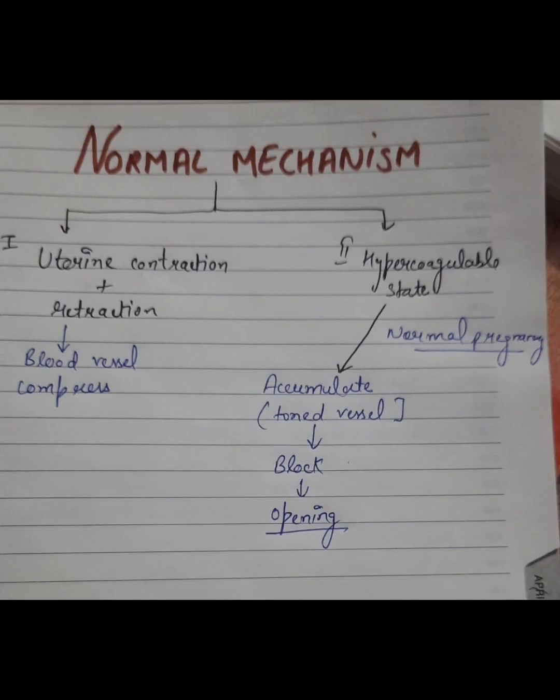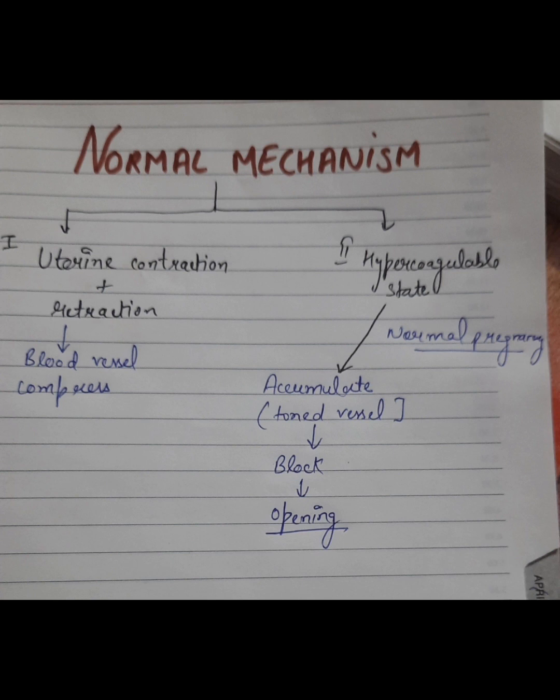So what is the normal mechanism? Now it depends on two factors, right? First one is the uterine contraction and retraction, which is the most important mechanism which helps to stop the bleeding. The whole stopping process depends on this, right? When the uterus contracts and retracts, certain blood vessels present get compressed, right? In normal pregnancy, it is called a hypercoagulable state. Why is normal pregnancy called this state?